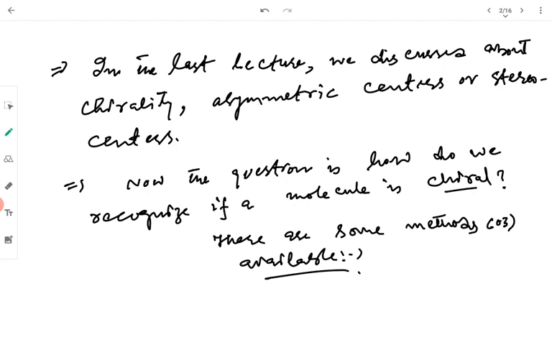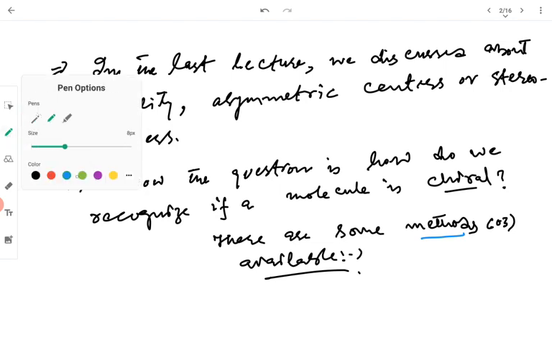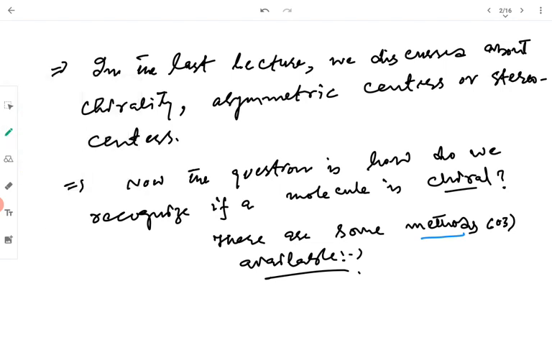In the last few lectures, we have been discussing these terms: chirality, asymmetric centers, stereo centers. And the big question is, how do we recognize if a molecule is chiral? What are the different methods available which can tell us whether some molecule is chiral or not? Actually, there are three methods available by which you can easily tell whether a molecule is chiral or not chiral. So these methods I'm going to explain in detail in this topic.